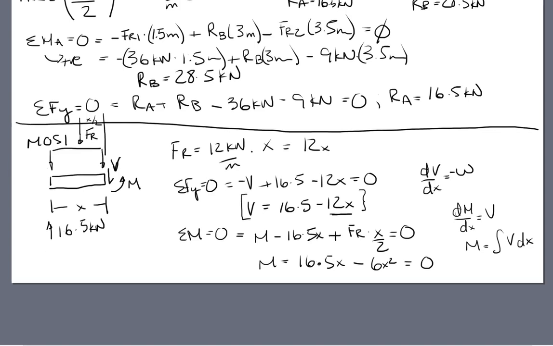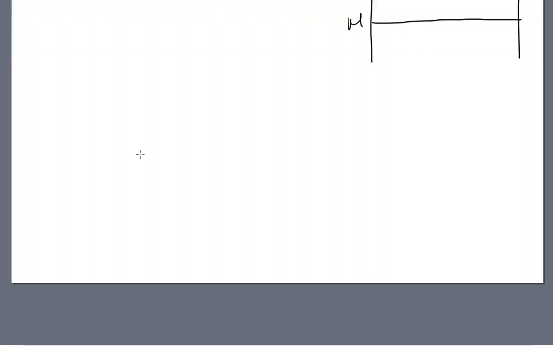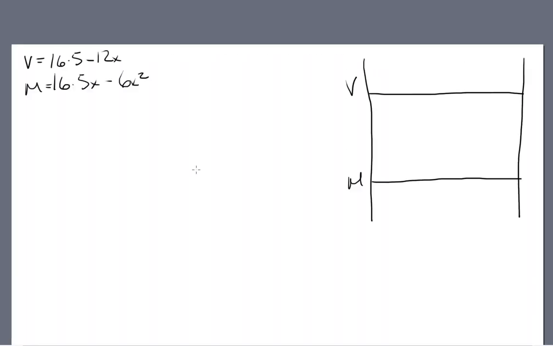So let me just turn off my layers here. We'll go back up to my second layer. So remember, V is equal to 16.5 minus 12x, and M is equal to 16.5x minus 6x squared. Okay? So how are we going to plot our V here? Well, we know when x equals 0, it's equal to 16.5.